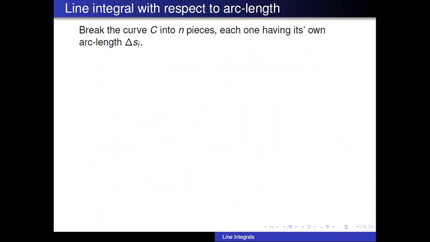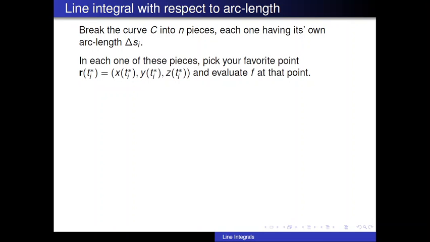So let's break our curve as it sits in space. Let's break it into n pieces and say that each one of those pieces has its own arc length, which we'll denote by delta s sub i, where i goes from, say, 1 to n. Okay, then those little pieces are going to be like the bases of rectangles. And as we evaluate our function along that curve, we'll get the sort of height of some rectangles whose areas we're all going to add up.